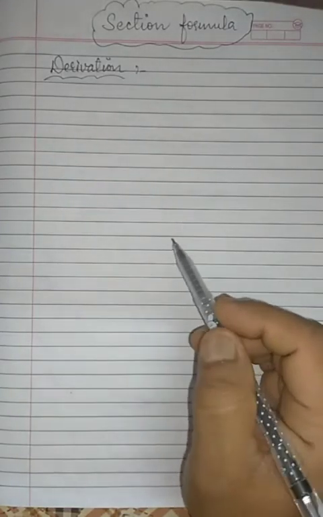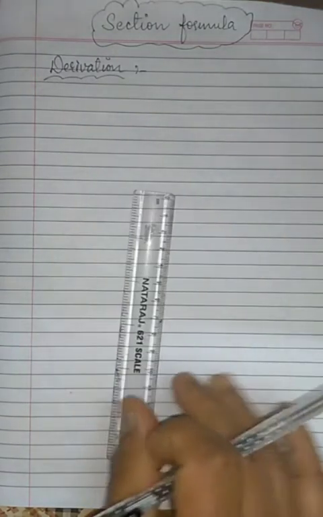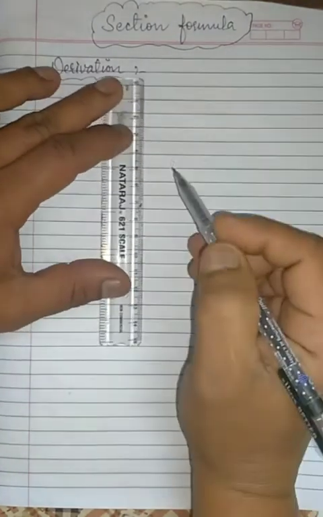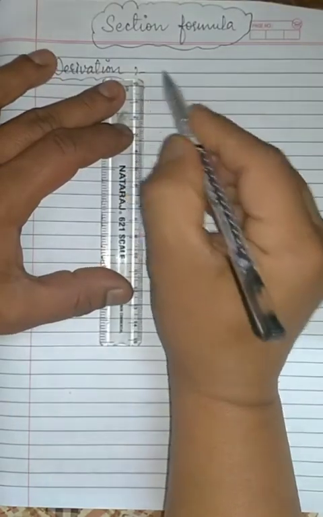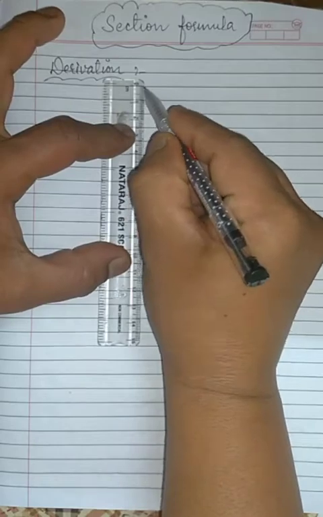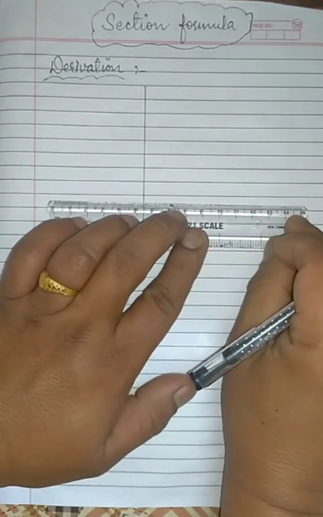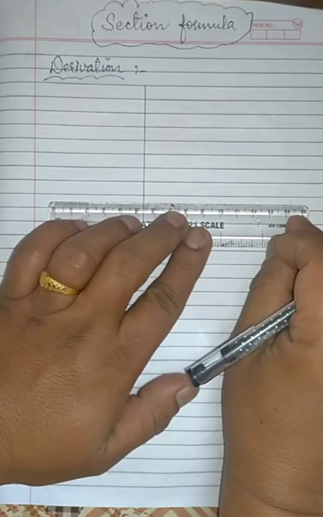In this video, we are going to derive the section formula. Previously, we have talked about the distance formula, which was based on 2 points in a Cartesian plane. Once again, we will draw a graphical zone, a Cartesian plane.